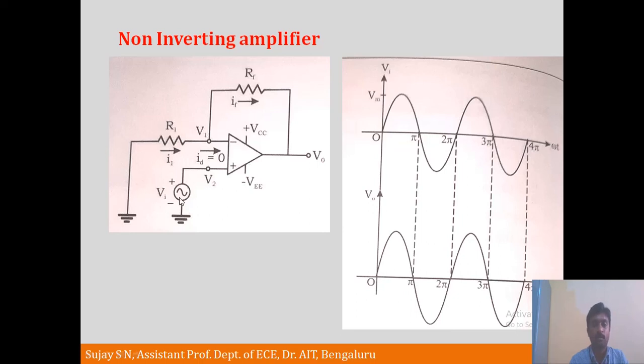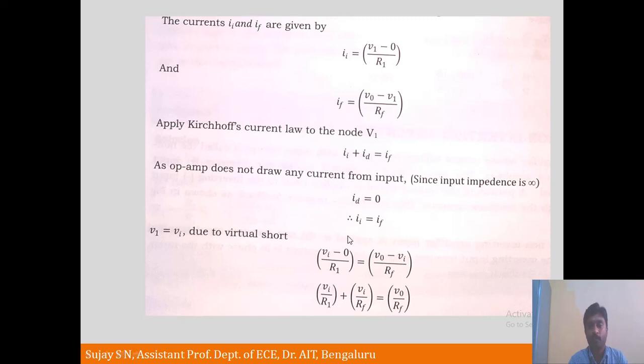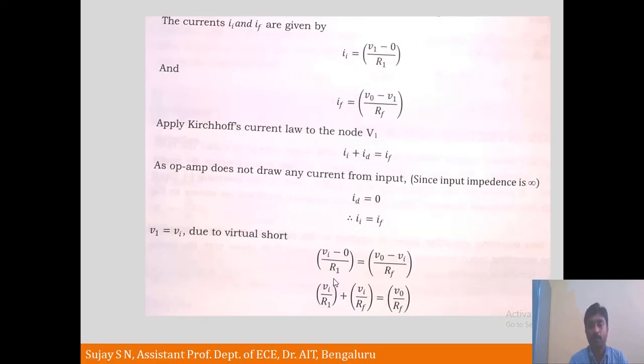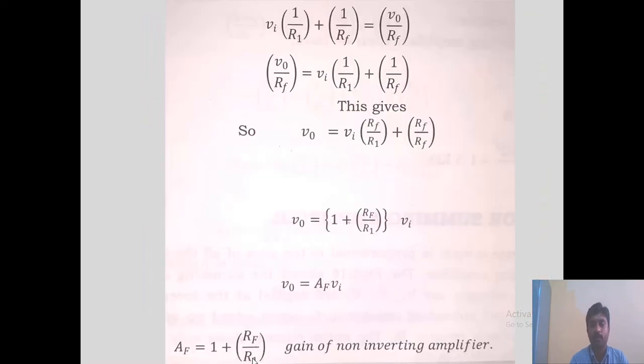In place of V1 we need to take Vi. So it is Vi minus 0 divided by R1, and V0 minus Vi divided by RF. Again, if you rearrange and simplify, it becomes Vi by R1 plus Vi by RF is equal to V0 by RF. If you take Vi as common, it is Vi times (1 by R1 plus 1 by RF) is equal to V0 by RF.